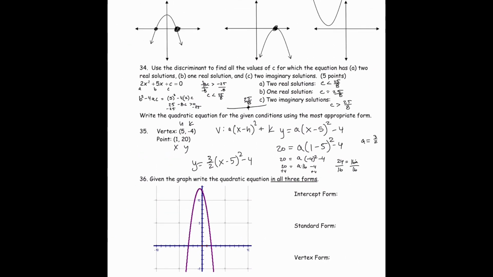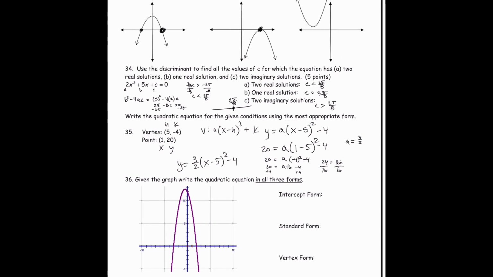36, pretty important. Let's see. So given the graph, let's do the three different forms. All right. Hopefully this is exact. So let's see. Vertex. I'm just highlighting the important parts, right? Like the vertex is going to be, so 5, 6, 7, 8, 9, 10, 11, 12. It would be in the middle. So 12.5, we'll just call it 12.5. So negative 1, 12.5.